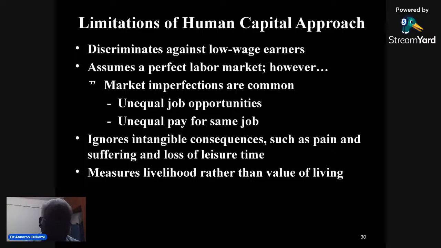Finally, the human capital approach values only the indirect benefits associated with productivity losses and does not incorporate pain, suffering, and losses in leisure time, etc., which are also equally important, and they are intangible benefits or intangible losses.